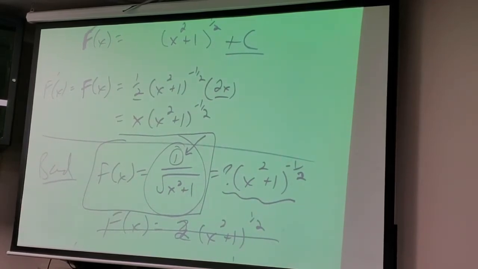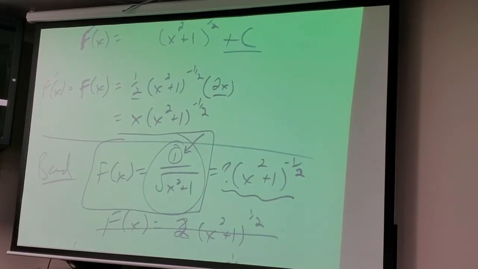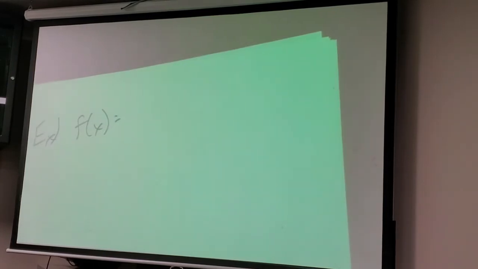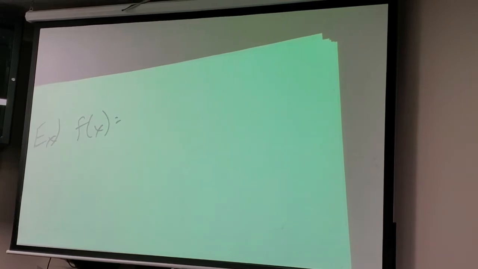Okay, maybe. All right, let me try to remember. There's another example I had on there that kind of is in the same vein. Let me see if I can make another one up. Wait. This is a little bit weirder to try to make up on the spot. Hold on. Let me see.